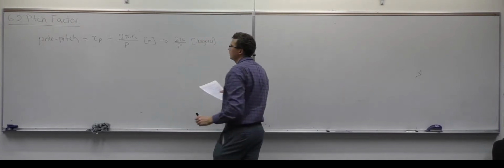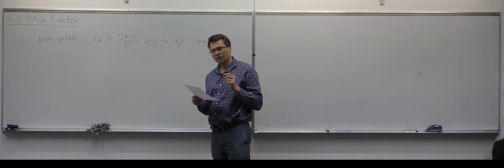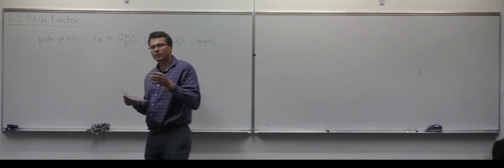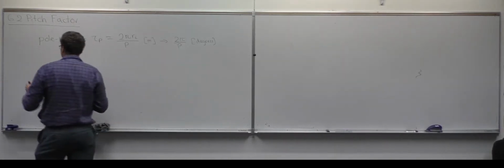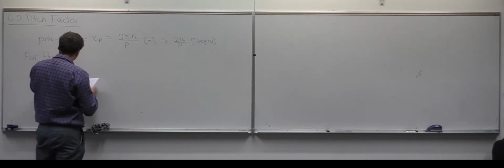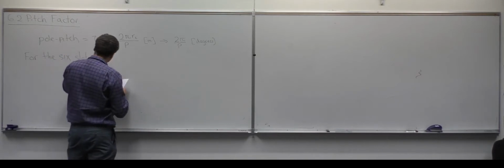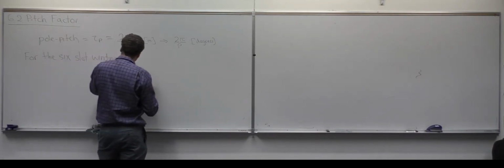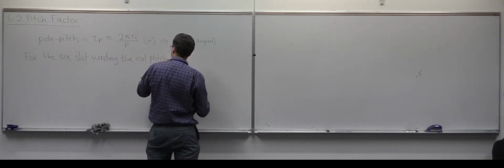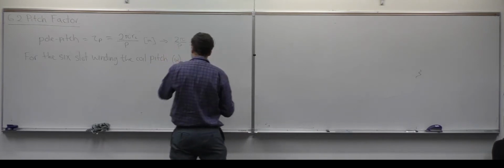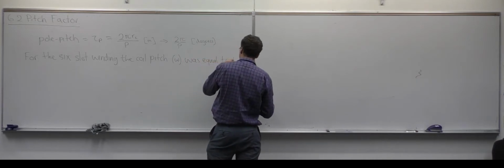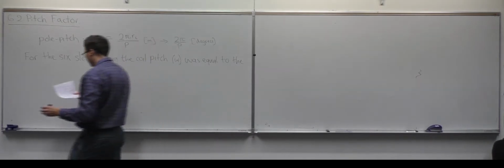So in the first design with the 6 slots, we drew up the winding function, and we got a square wave. So for the 6 slot winding, the coil pitch W was equal to the pole pitch.